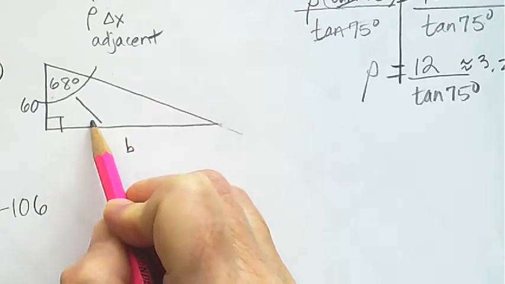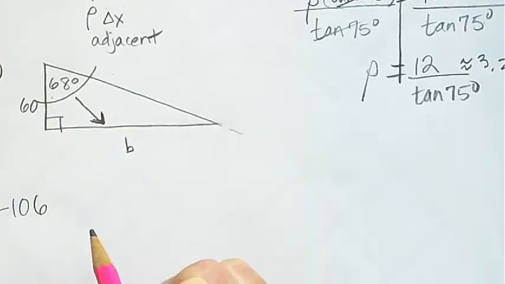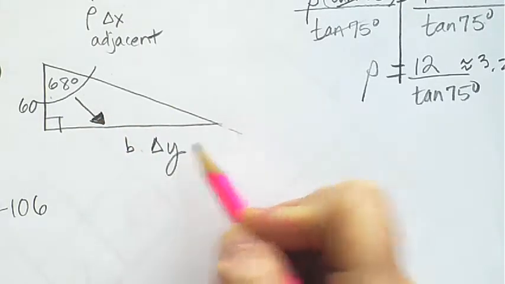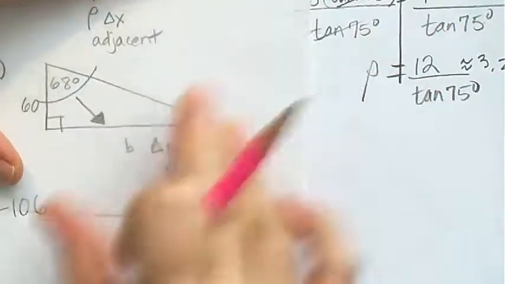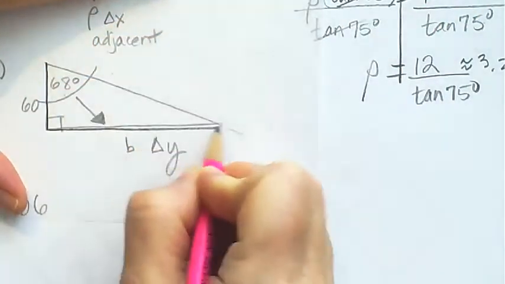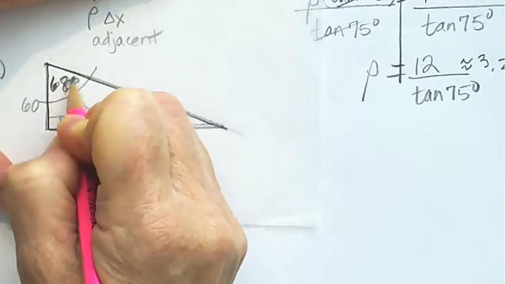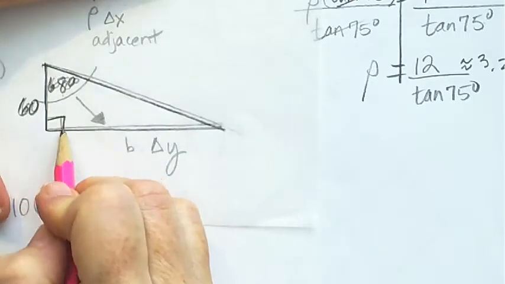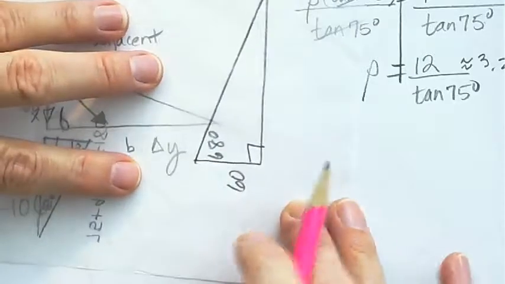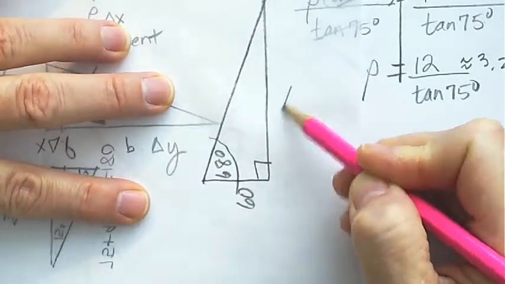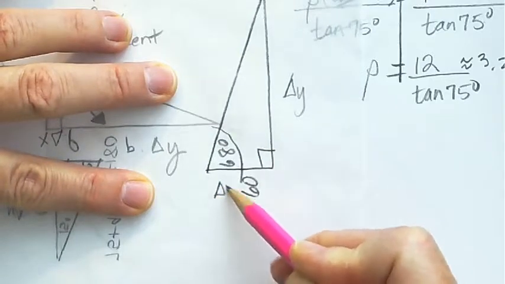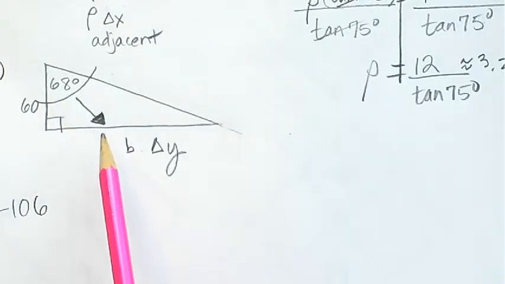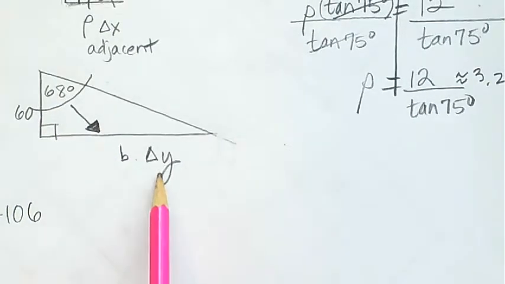If I look at the side that's across from, opposite, 68, this side must be the change in y. If you're still having trouble visualizing that, take some tracing paper. Okay, I'm going to just rotate it because I'm going to use 68. Do you see that this would be change in y, this would be change in x? Without reorienting it, I just look at the side that's across from the angle. That's the change in y.